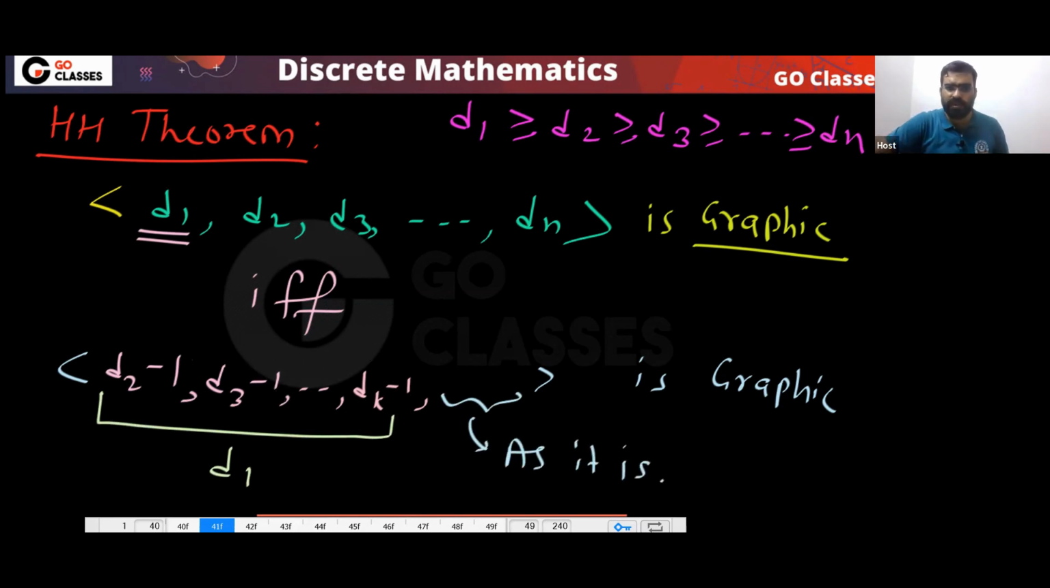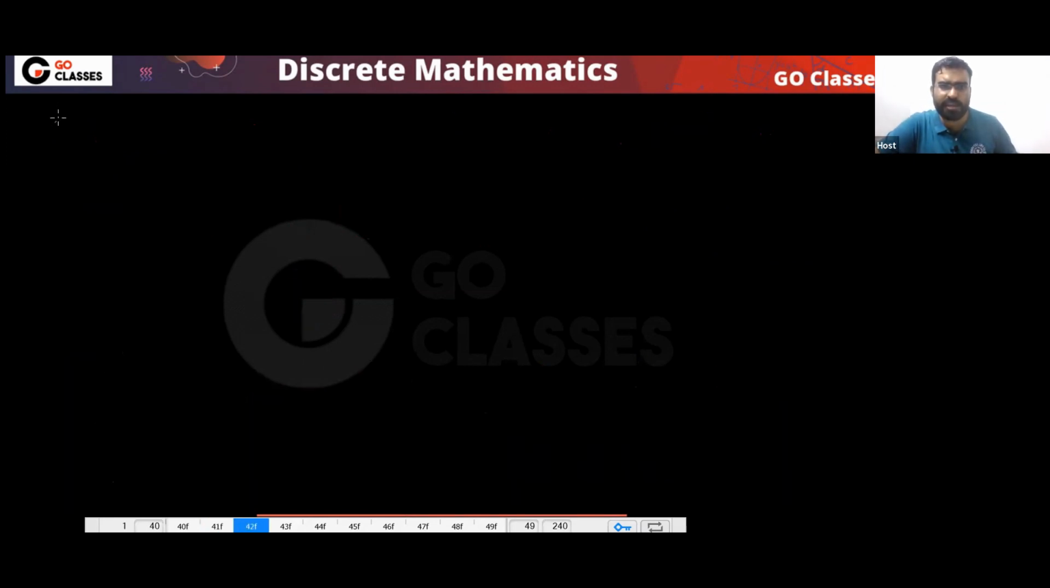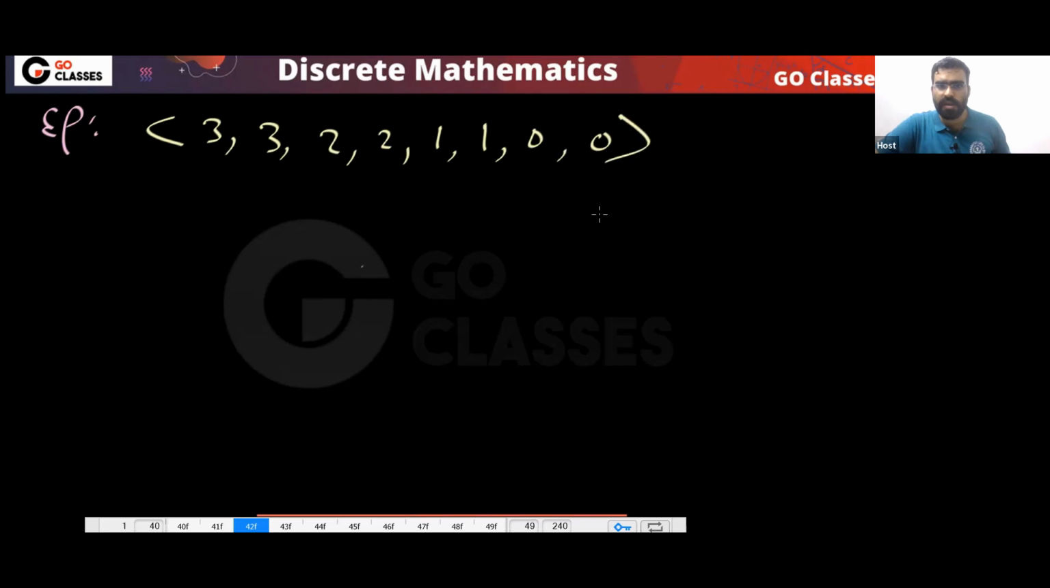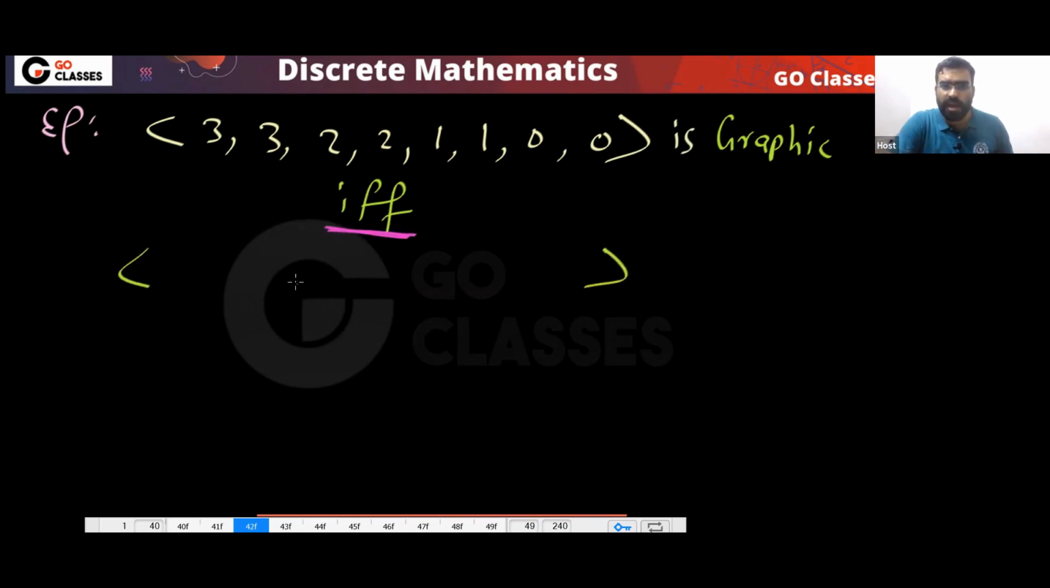Is this clear? First, tell me about this idea. For example, let me give you a sequence: 3, 3, 2, 2, 1, 1, 0. Now, this sequence is graphic. What does this theorem say? It says that this sequence is graphic if and only if the new sequence that you create is graphic. How will I create it? I will remove this. Very important, you write in the decreasing order. Yes, this is in the decreasing order.